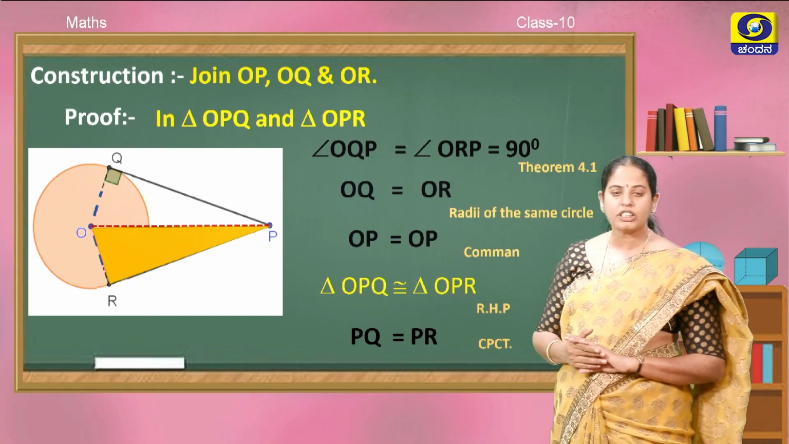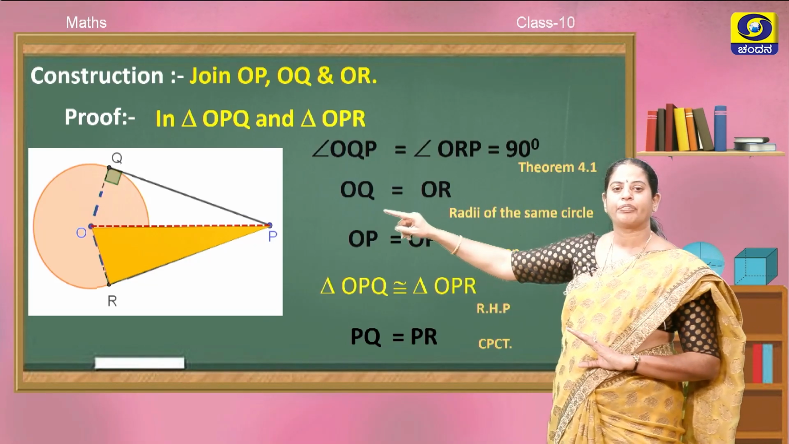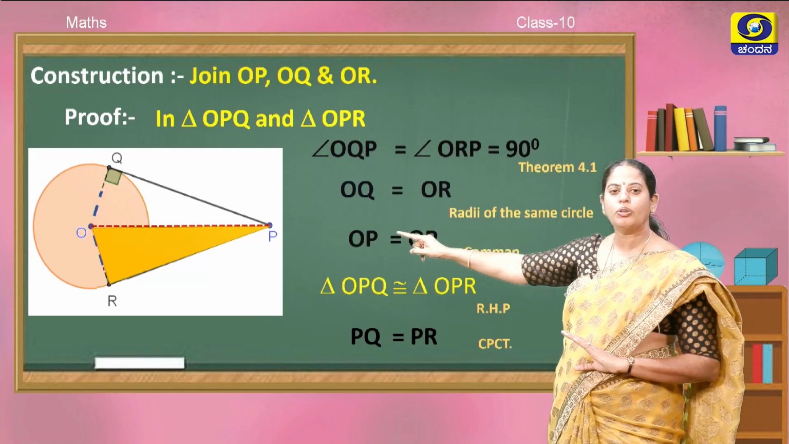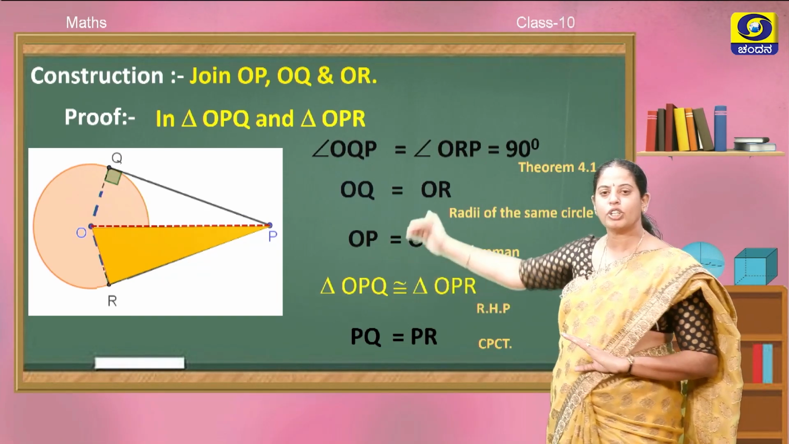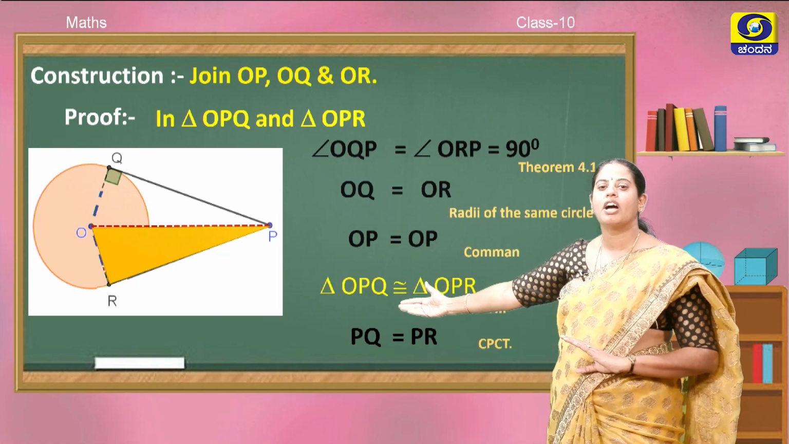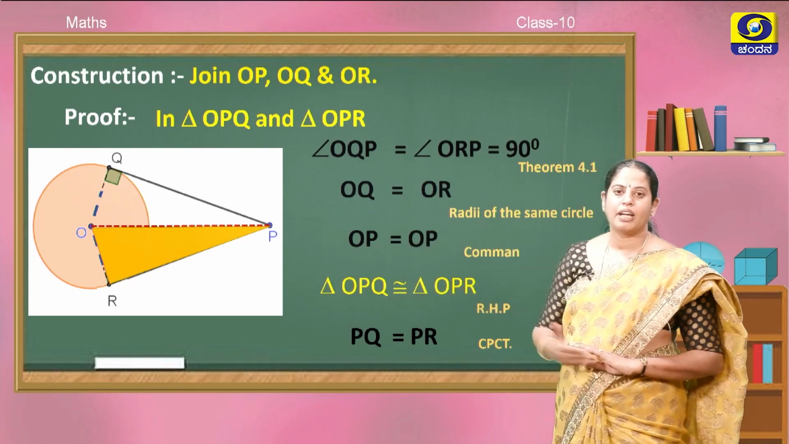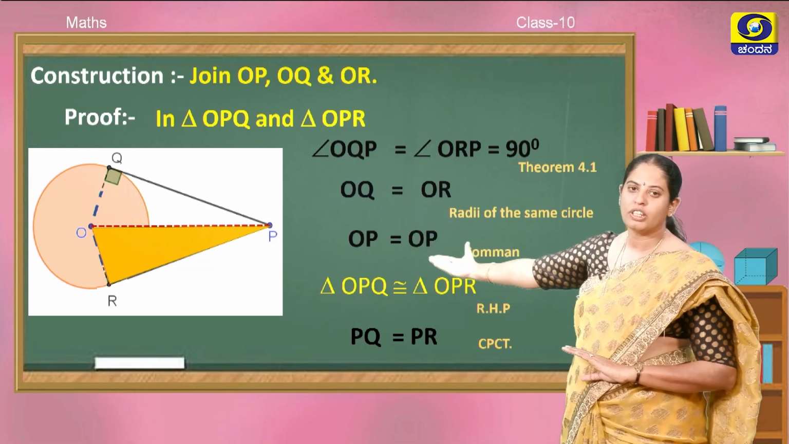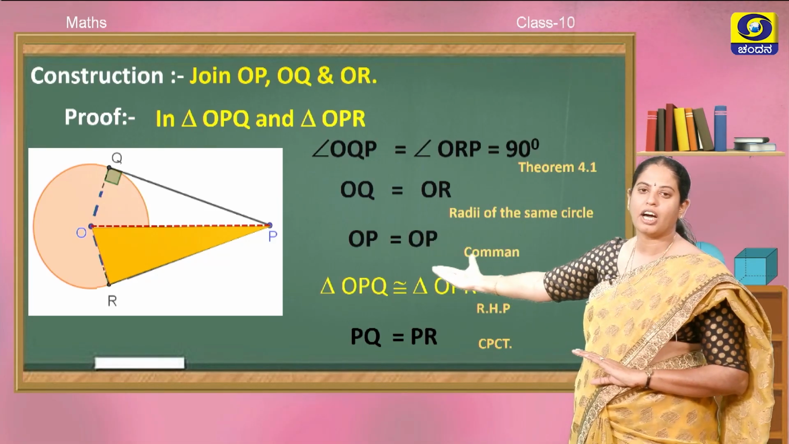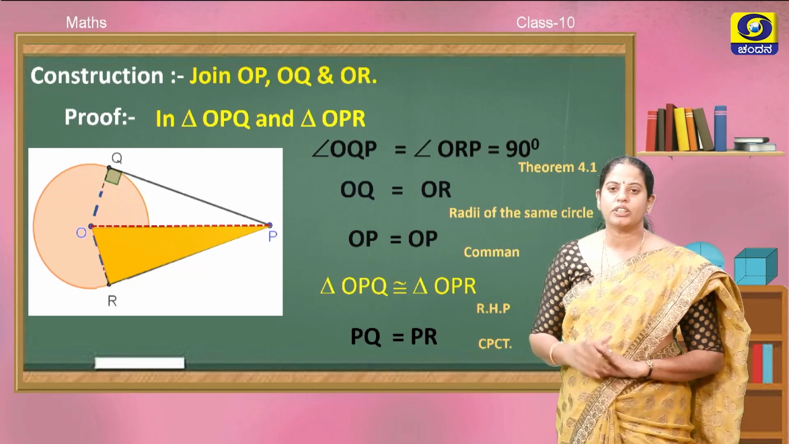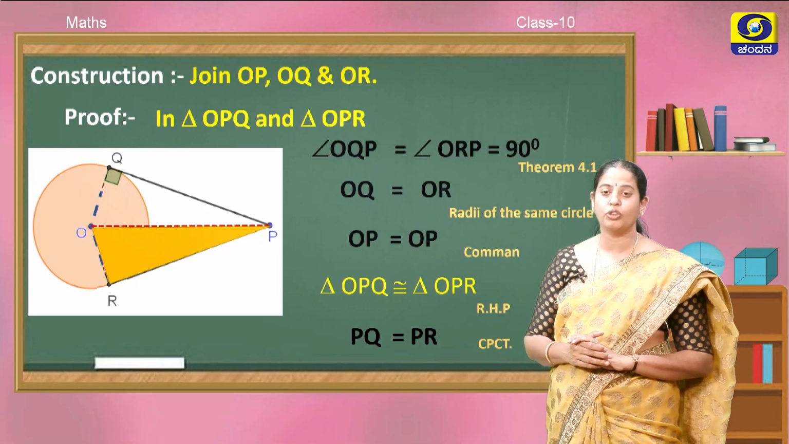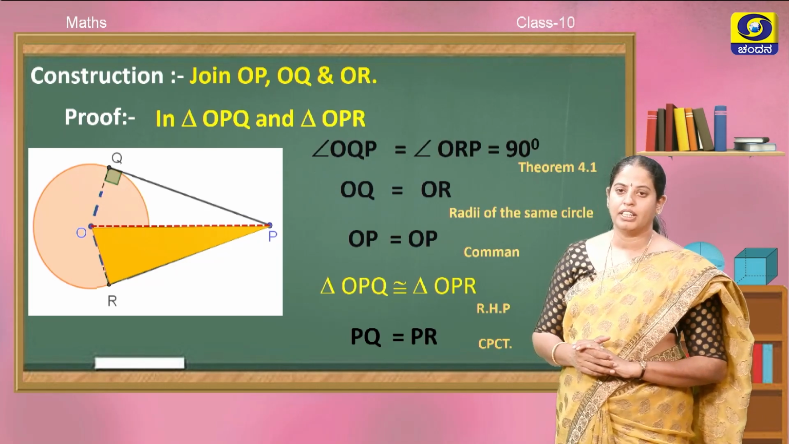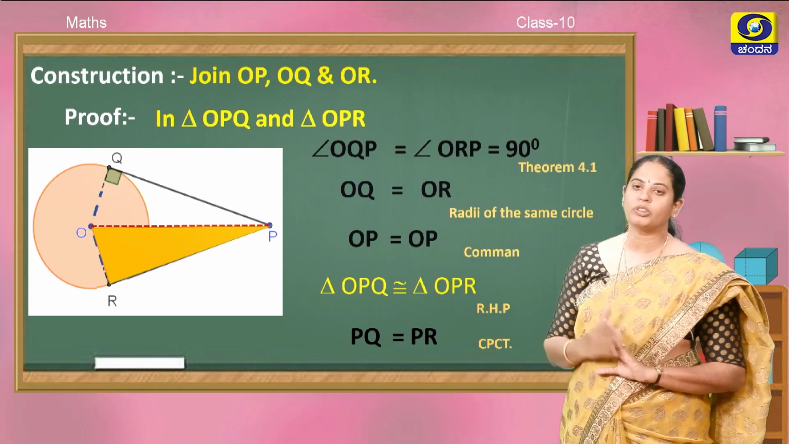If they ask you to prove that angle QPO is equal to angle RPO, then also up to this the same steps, after that we can show that angle QPO is equal to angle RPO. Children, this theorem is very important for your examination. You practice well and learn to prove the theorem.